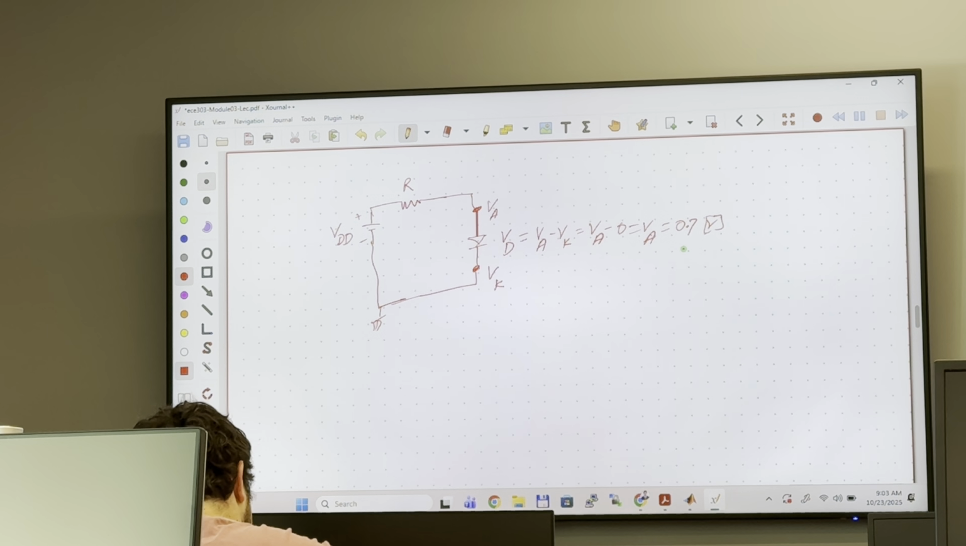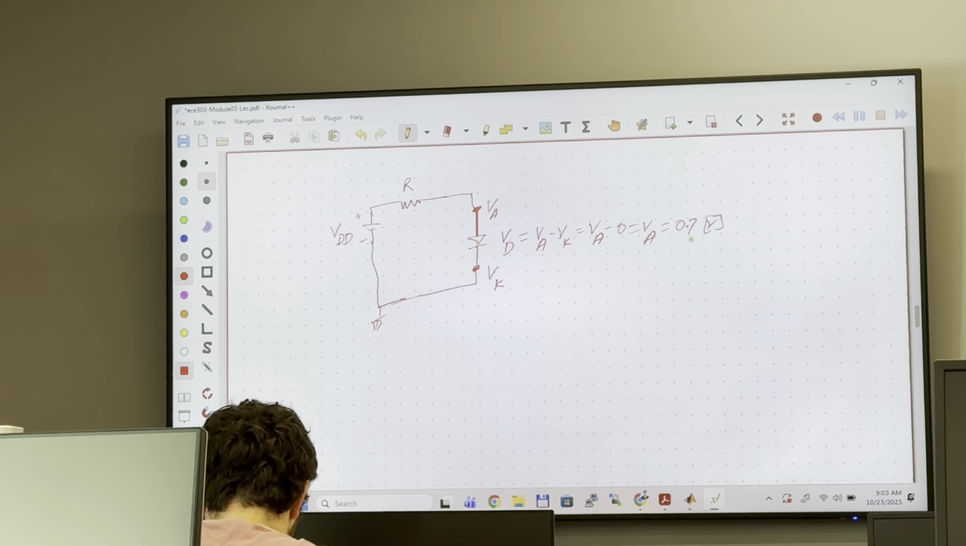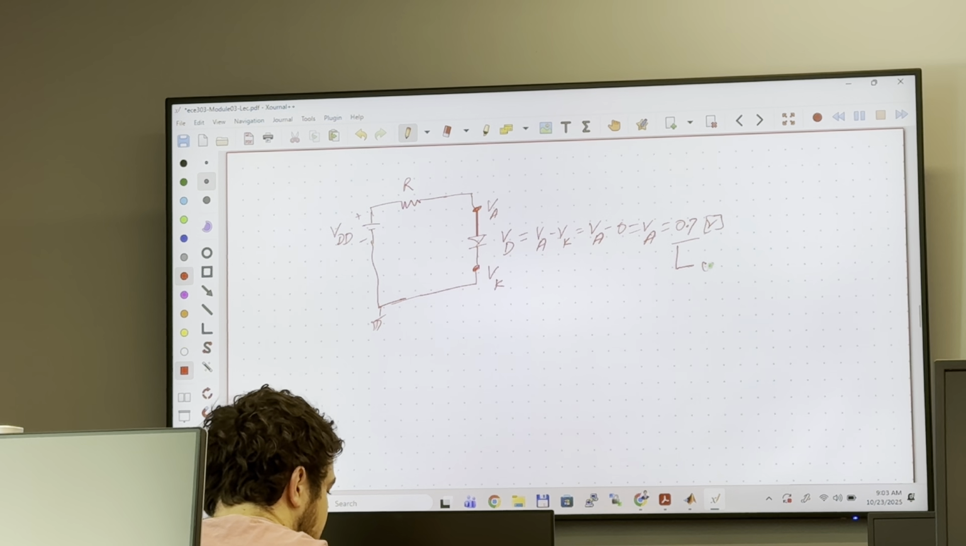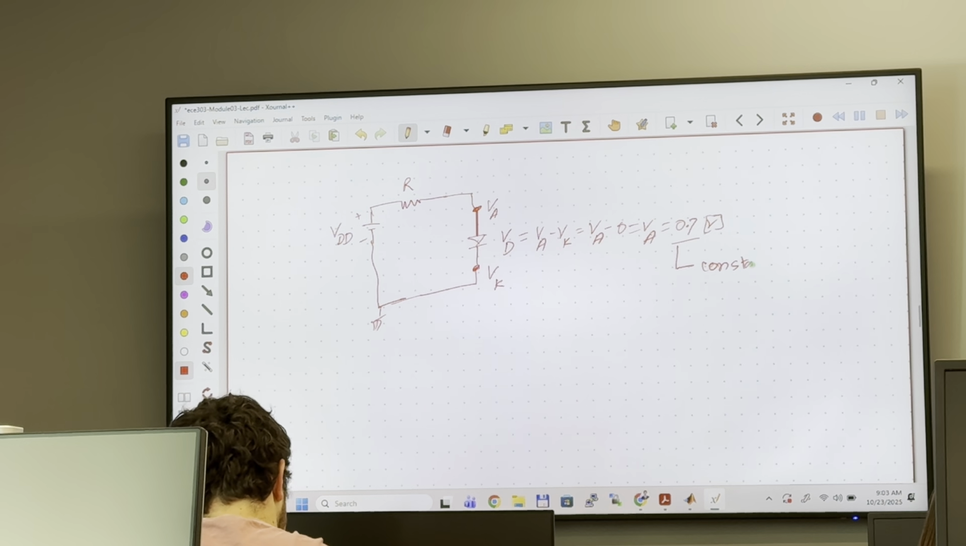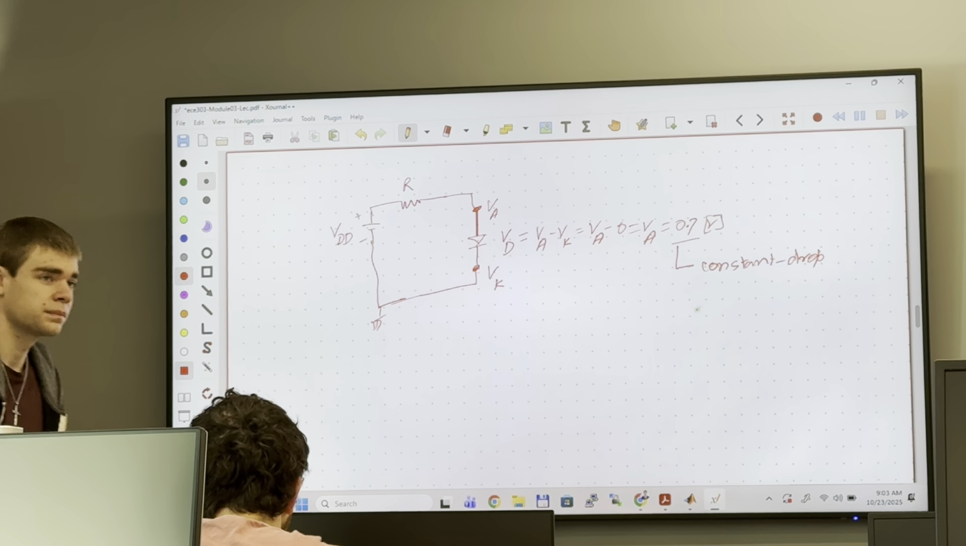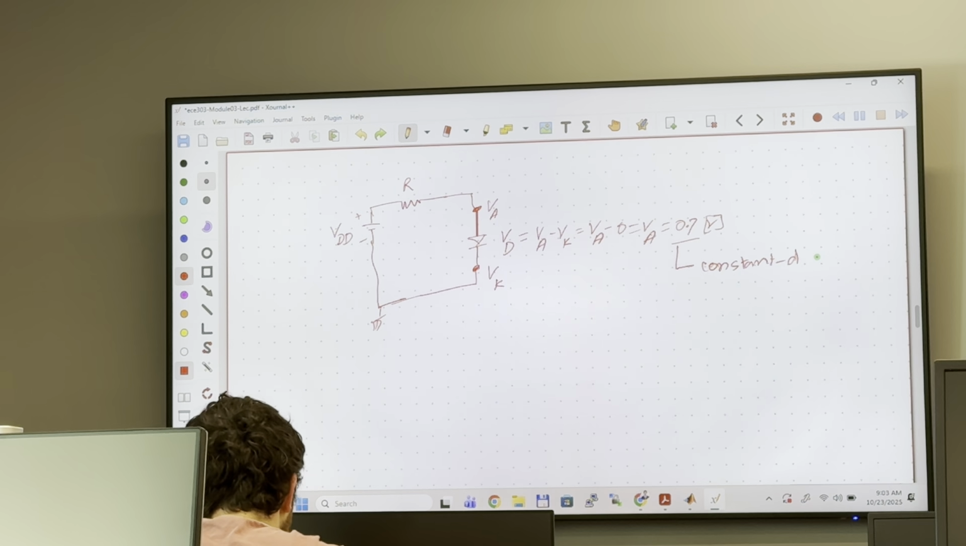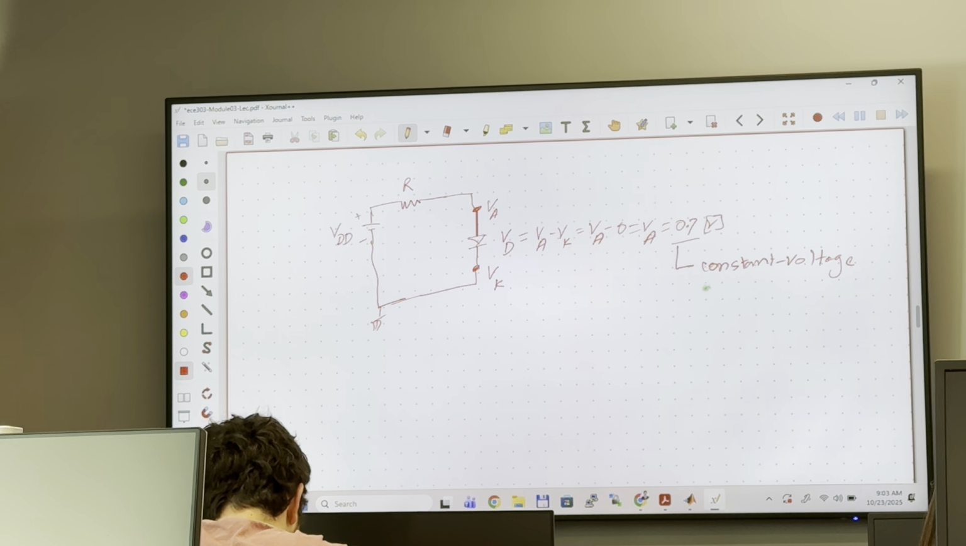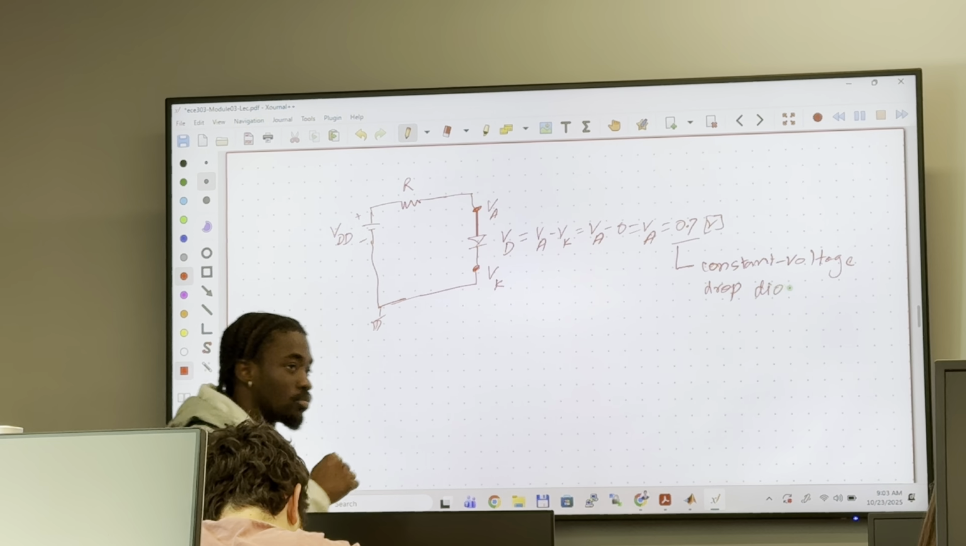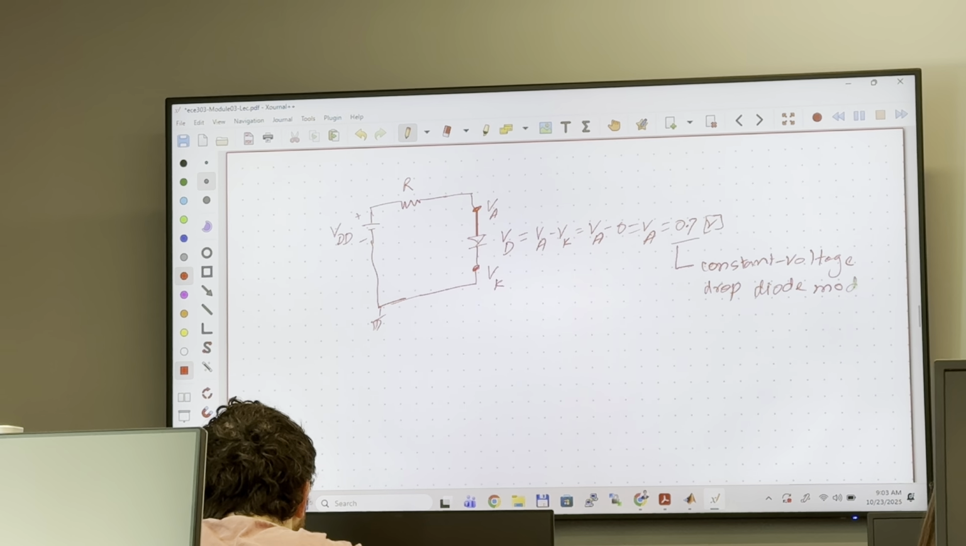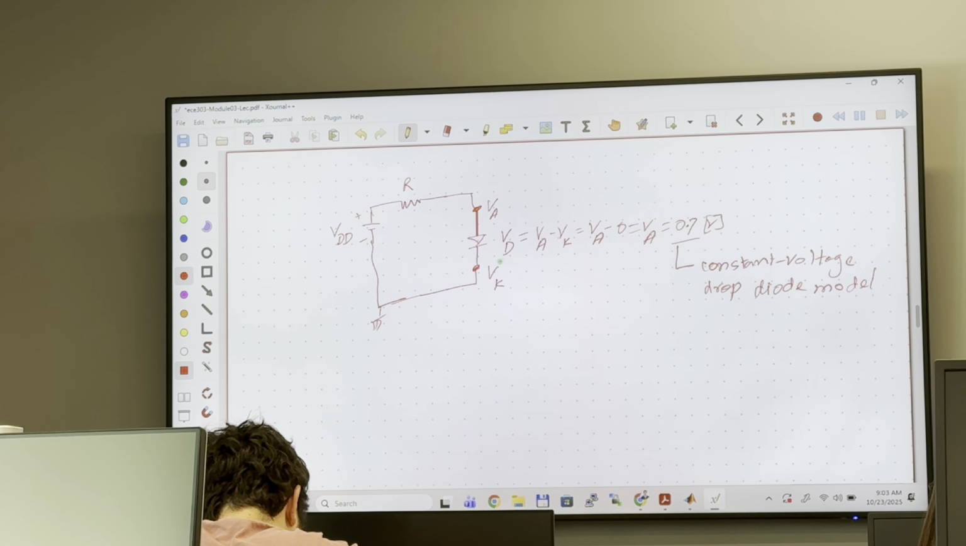We write this 0.7 volt because we are considering the constant voltage drop diode model. Okay, so that's how we just write VD equals simply 0.7.